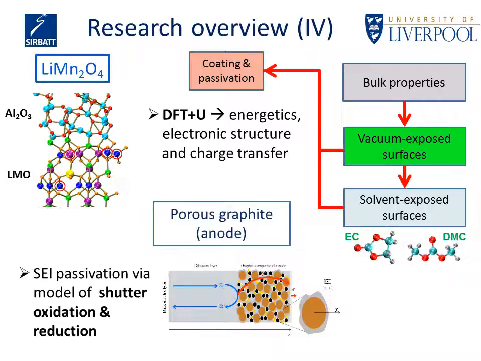In contrast to all the previous results that were obtained using first principle simulations, we have applied continuum analysis to investigate the SEI passivation over porous graphite. In particular, we have used the model of Shatter oxidation and reduction. This study provides new insights on the evolution of graphitic carbon anodes.